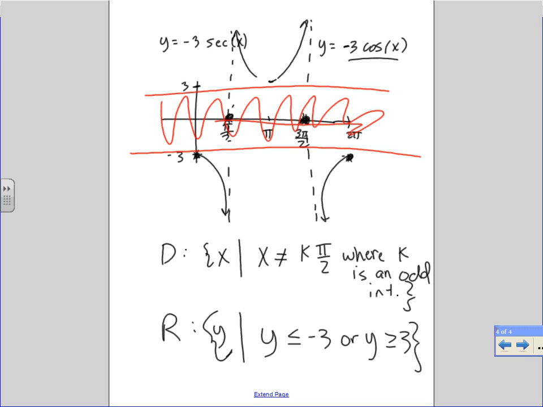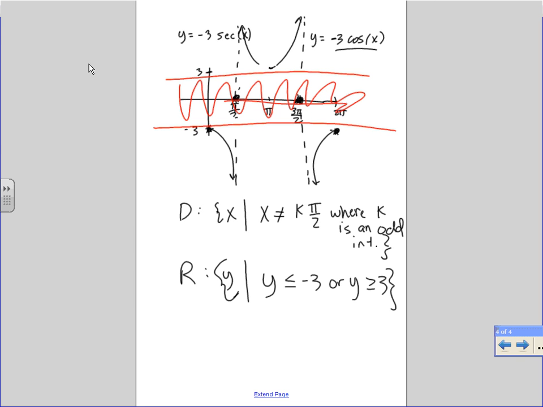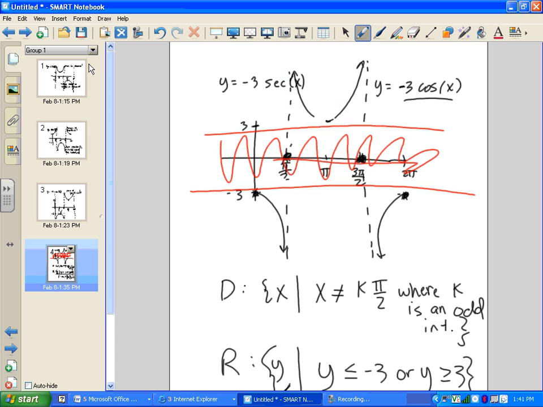Now certainly if I had the choice on how to write the range, I would probably write that in interval notation. That would be easier for me to think about. That would be -infinity to -3 and then 3 to infinity. But they're not going to write it that way. They're going to write it with set notation. Okay, there's your graphs for secant and cosecant. That's only one question that you're going to have on the homework on that. That's it.